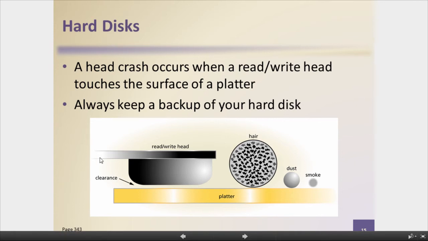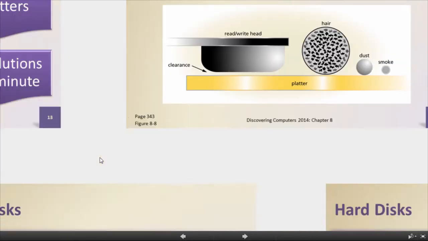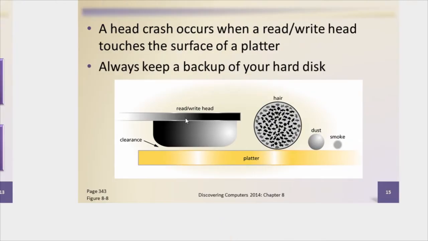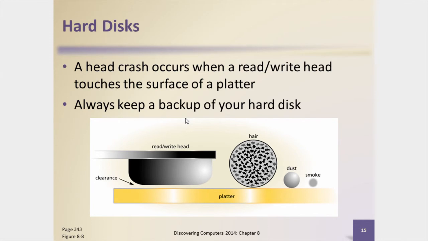Also, because it's a mechanical device, remember we talked about this platter spinning around really, really fast, and this head moving back and forth, you've got opportunity for the bearings in this motor and the bearings in this motor wearing out. Because it's a mechanical device, they're going to wear out eventually. So it's not a question of if your hard disk is going to fail. It's going to fail. So always back up your data. Always keep your disk backed up.